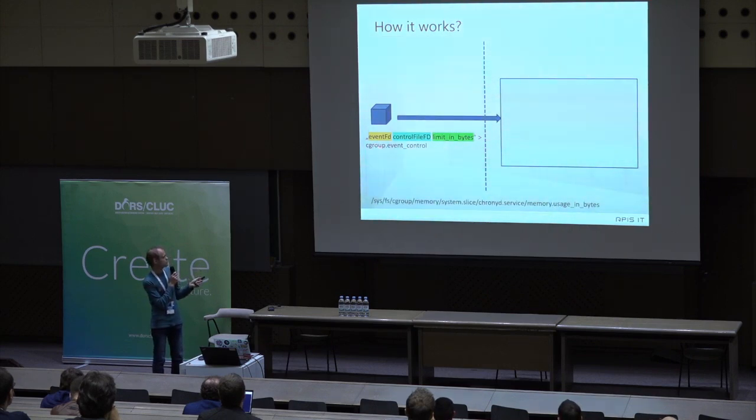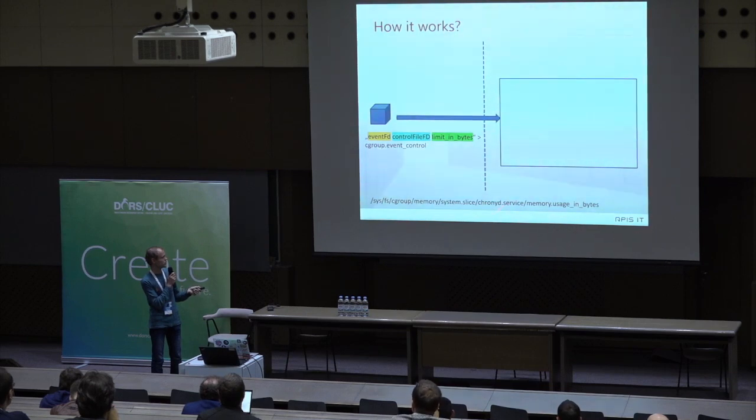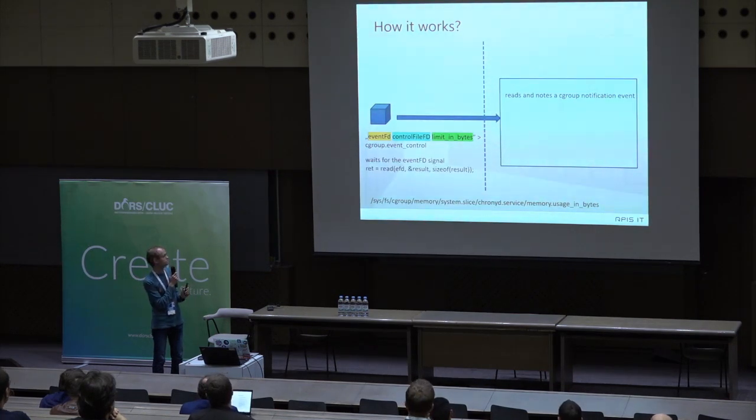So what is then actually a control file? It's a file that is pointing to the memory usage of, for our example, a cronny service. So what does the kernel do? The kernel reads that cgroup event control and notes that it has to create a cgroup notification event.